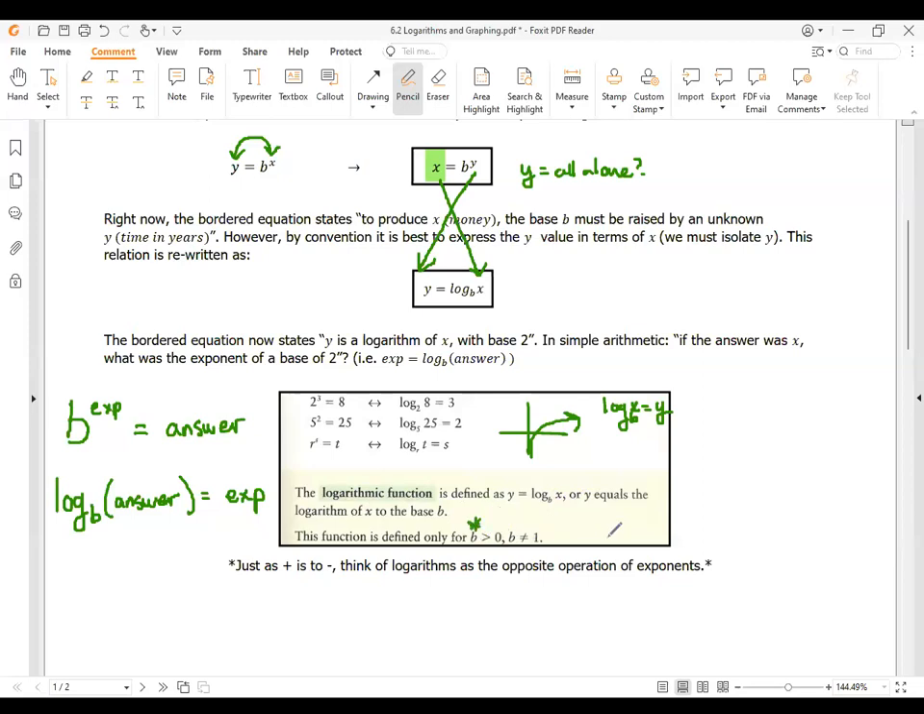What do I mean by that? If I have 1 to the power of 5, 1 to the power of 6, 1 to the power of 100,000, whatever, they all equal 1. So that's not really a function. Okay, the base cannot be equal to 1. On the flip side, the base must also be positive.